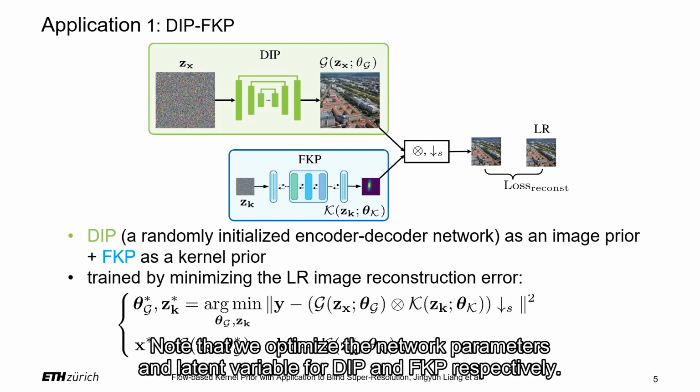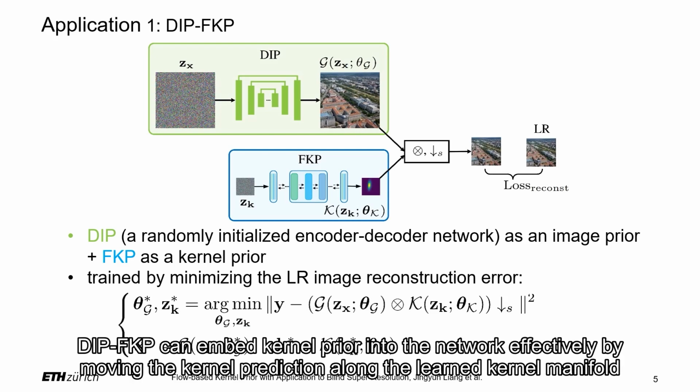Note that we optimize the network parameters and the latent variable for DIP and FKP respectively. DIP FKP can embed kernel prior into the network effectively by moving the kernel prediction along the learned kernel manifold.